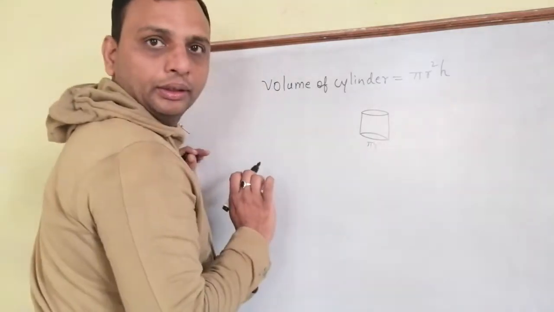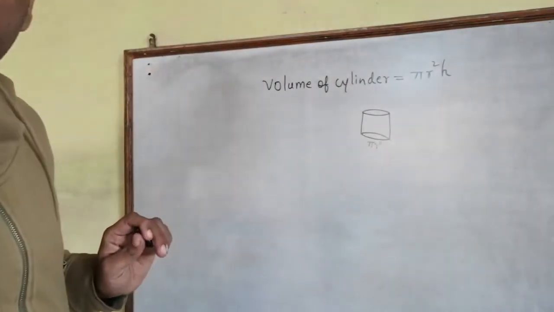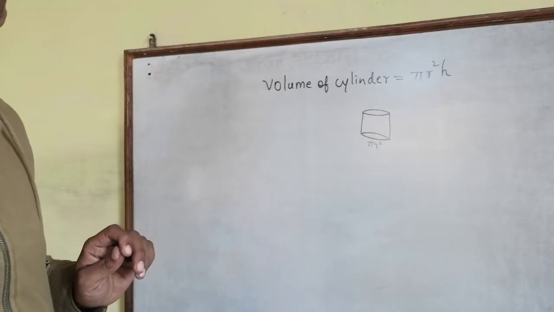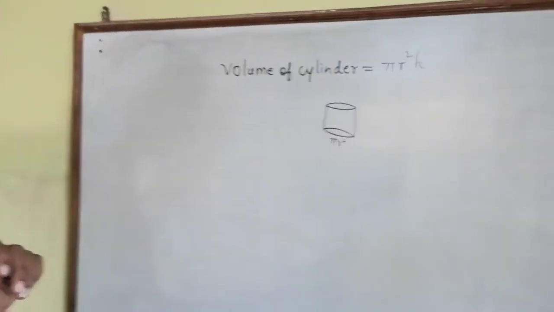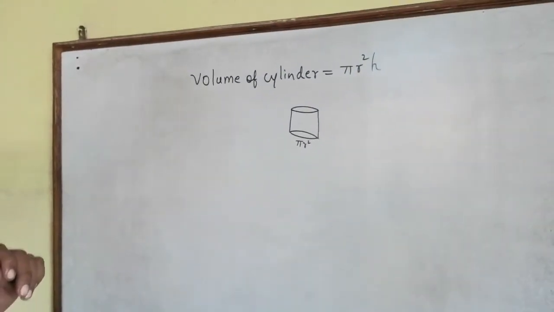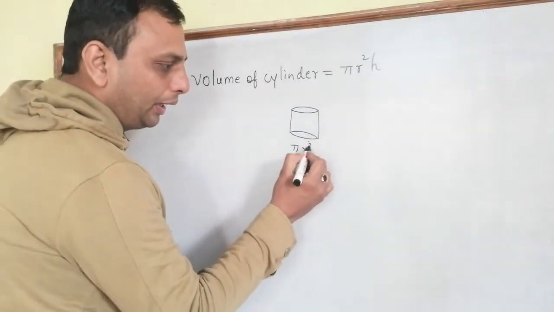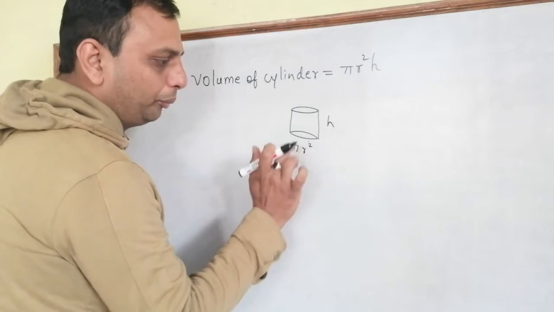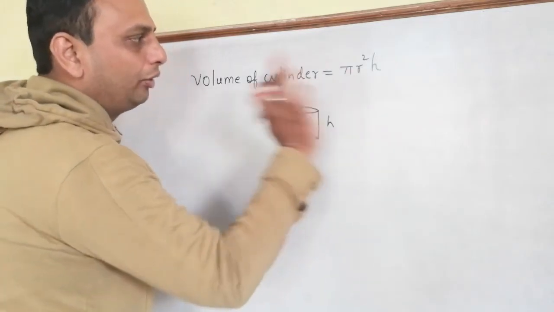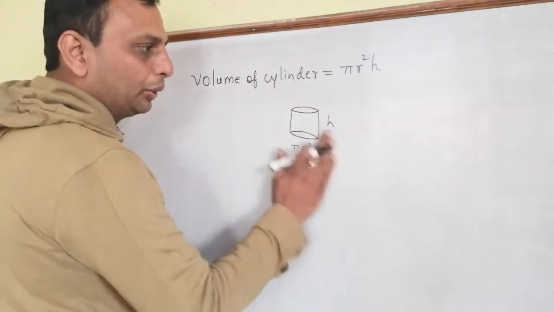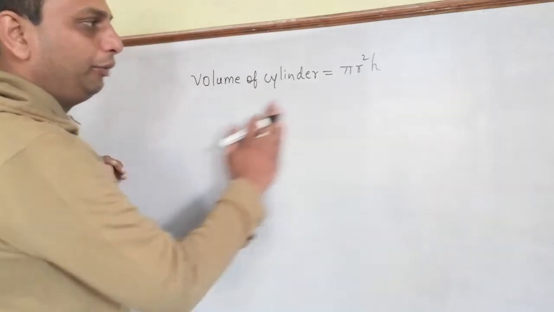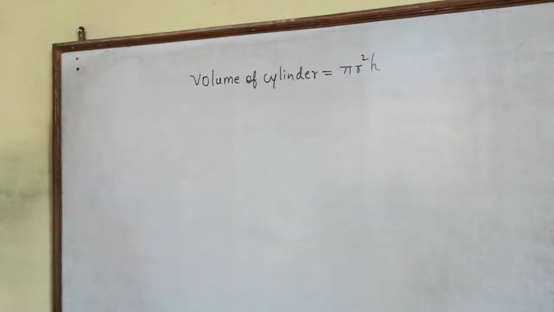Pi r square is the base part. Then the height is h. So when you multiply the base area by the height, we get the volume of the cylinder. So this is the volume of the cylinder that we will be using to solve the different questions of the exercise.